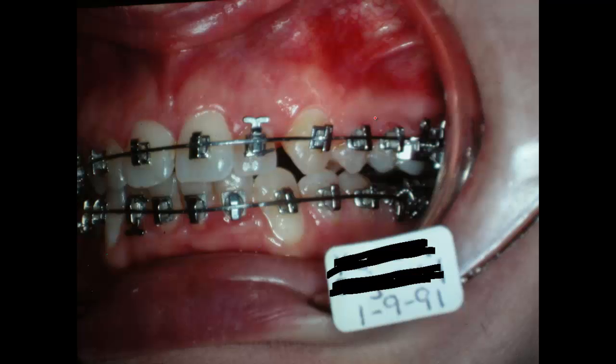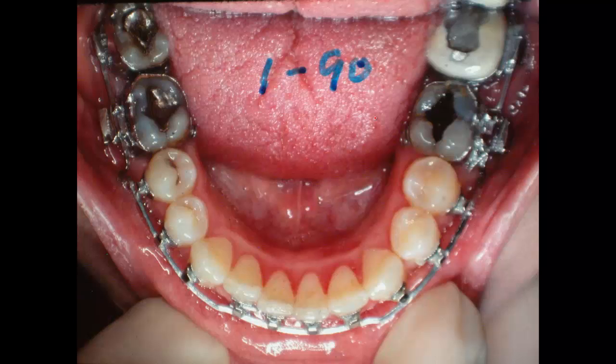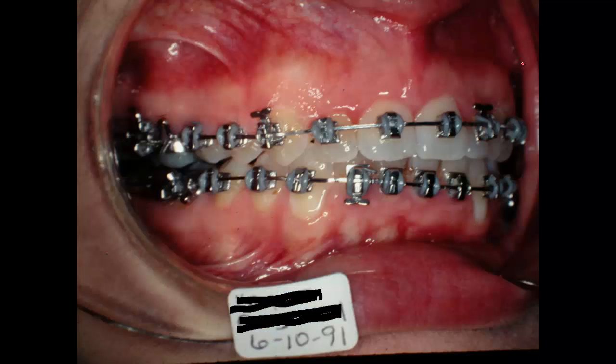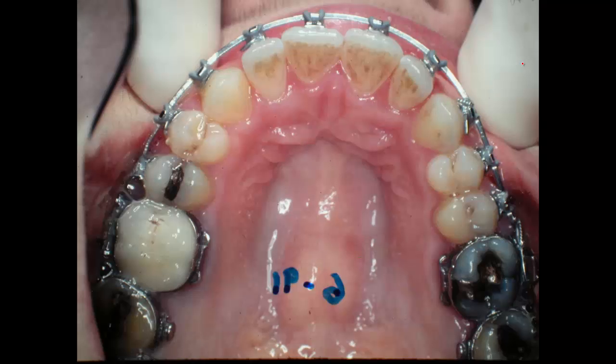Now this side we've got to close some space and level this a little better. Tooth still looks to be higher over here than this tooth, so we may have to drop this down some way or another to finish that. Still not looking real good there.